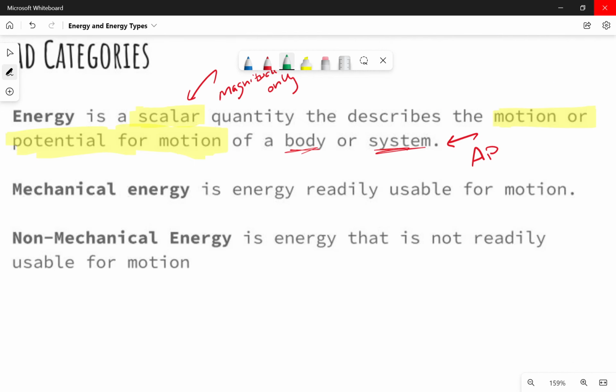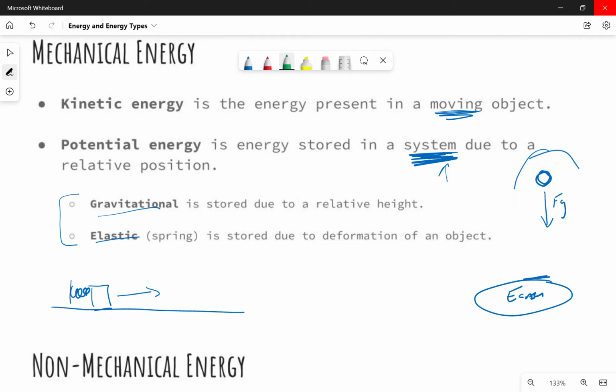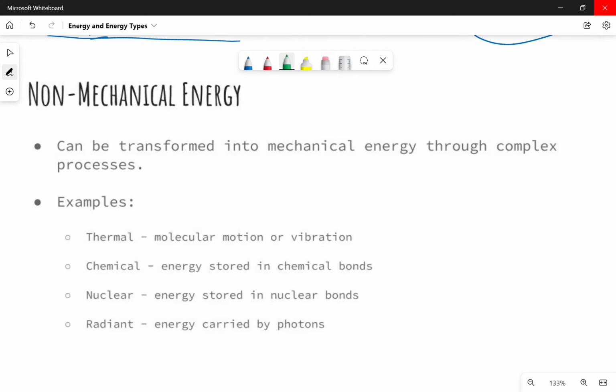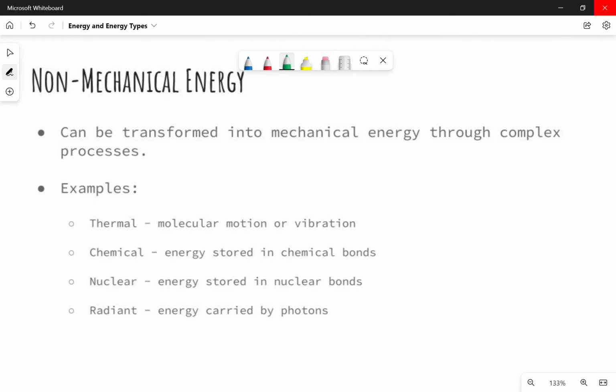Okay, going back over to our notes then. So mechanical energy, non-mechanical energy is that other category. Now, we kind of treat non-mechanical energy like a bucket that we want to throw mechanical energy into as it gets converted, and we'll talk more about that when we get to work. The important part here is that you understand that it can be transformed into mechanical, but only through a complex system. So the word there, complex, is really important.